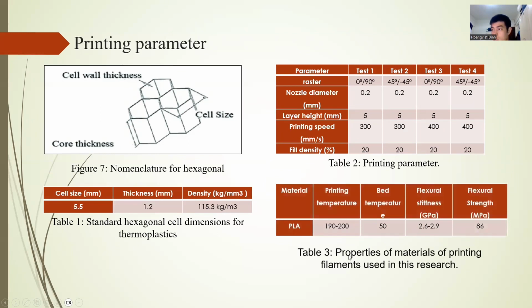Table 3 is the material properties of the printing filament used in this research. In this research, I have used PLA for my printing. The printing temperature for the PLA is 190 to 200 degrees Celsius, and the bed temperature is about 15 degrees Celsius.